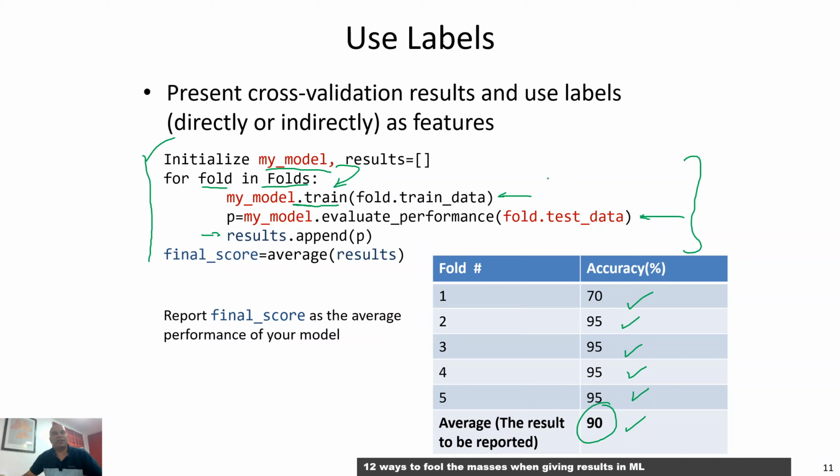But this is one way that the test labels are actually being used as part of the training. So the test labels of one fold become part of the training labels of the next one. But in the next fold, you'll be evaluating your performance over the test fold, right? So that's going to be a problem.